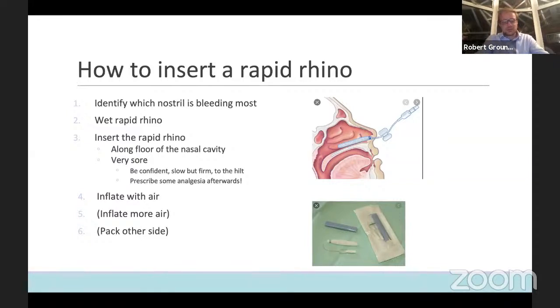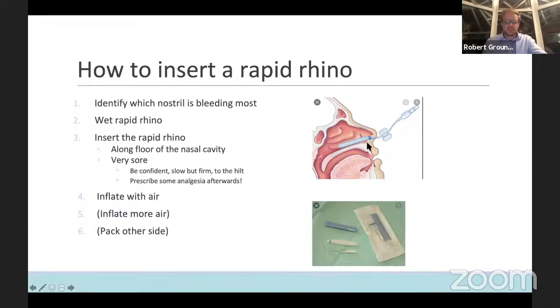And unfortunately, these are one of these things that you have to be cruel to be kind, because just putting them in is agony. I've had a go, practiced myself, and it really is very, very sore. So be confident, be slow, but be firm, and get them in all the way to the hilt, and definitely give them some analgesia as soon as you've got them, ideally beforehand, but it's not always possible. And then you inflate them with air, not with water, as we sometimes see.